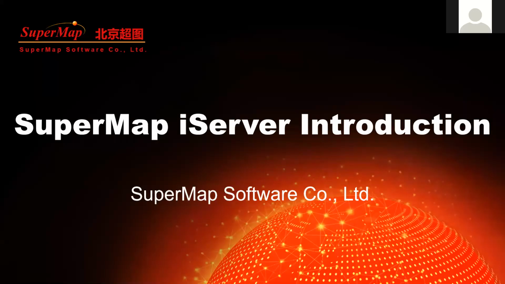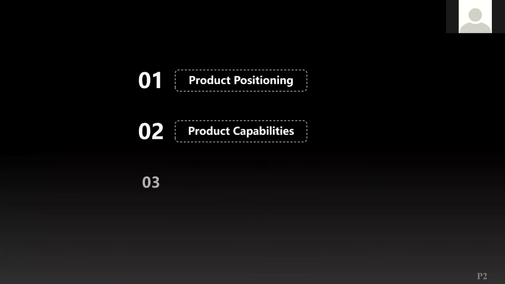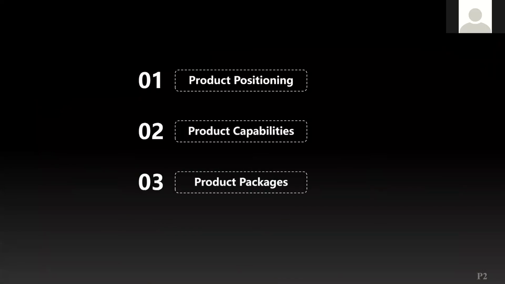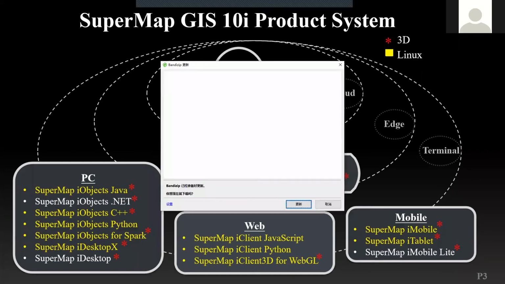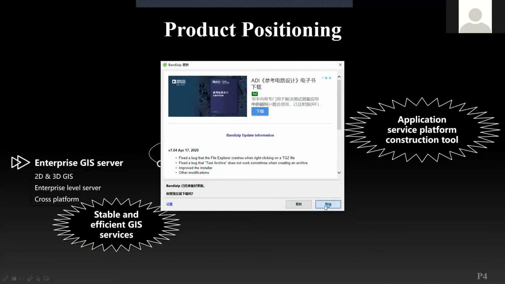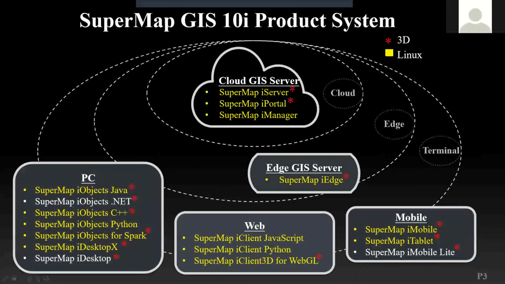So our first one is the introduction of Supermap iServer. In this topic, there are mainly 3 contents: the product positioning, product capabilities, and product packages. What you are seeing is the Supermap JS 10i product system, and we can see in the center, it is the Cloud JS server, and there are mainly 3 products. They are Supermap iServer, iPortal, and iManager. iServer is the core product of all of the Supermap products architectures.